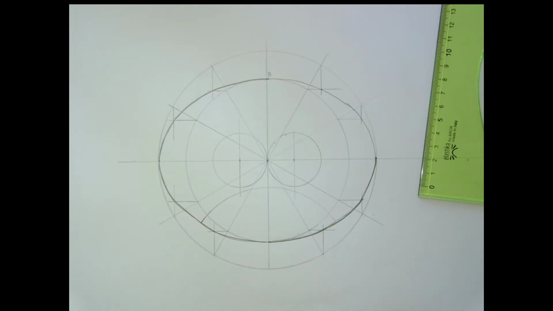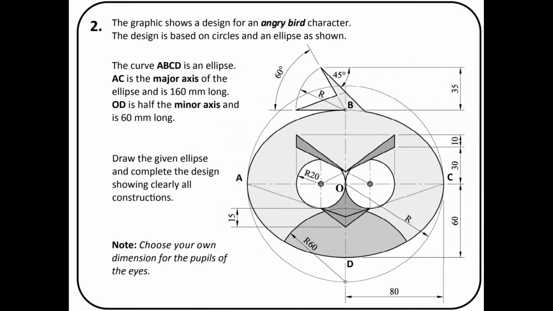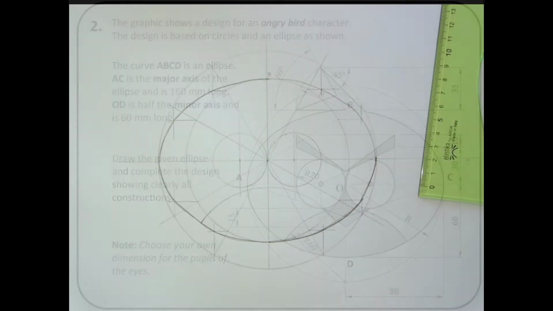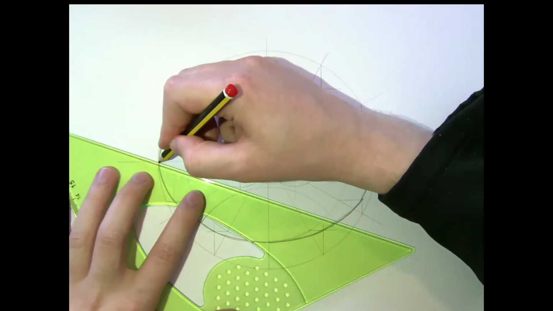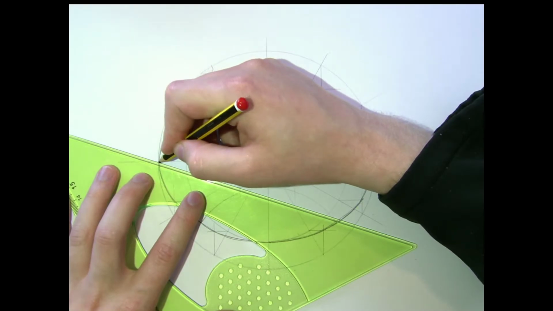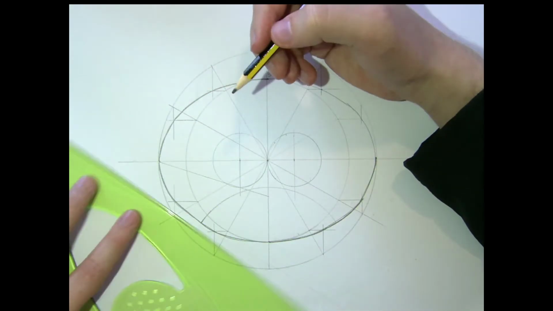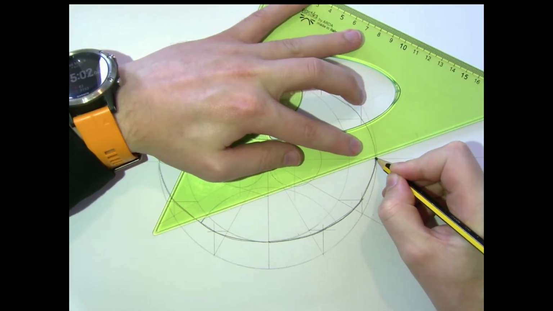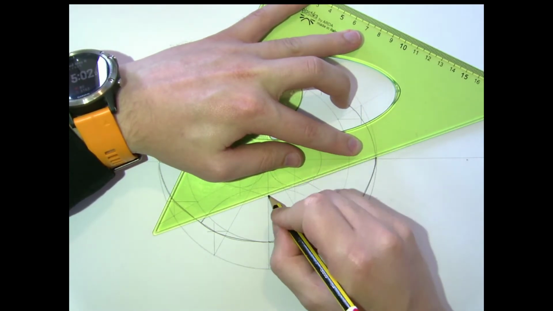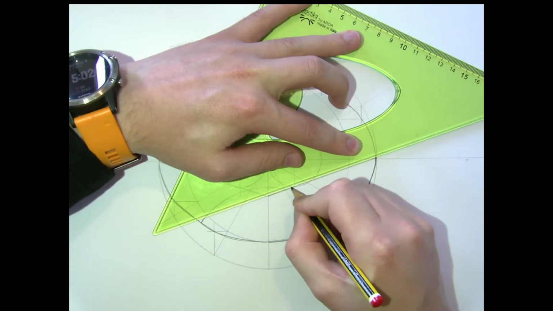So the mouth is what I'm going to put in next. If we look at the question again quickly, point A joins to the bottom of the eye, and that forms the beak. So point A, this point over here, joins through the bottom of the eye, and that forms the beak. Same on the opposite side. So our beak runs from the bottom of the eye back to here.